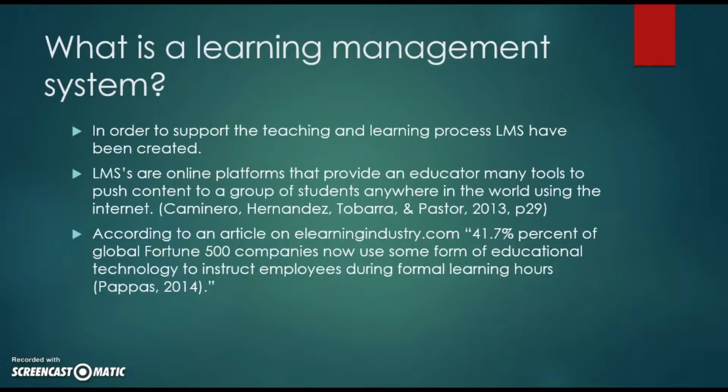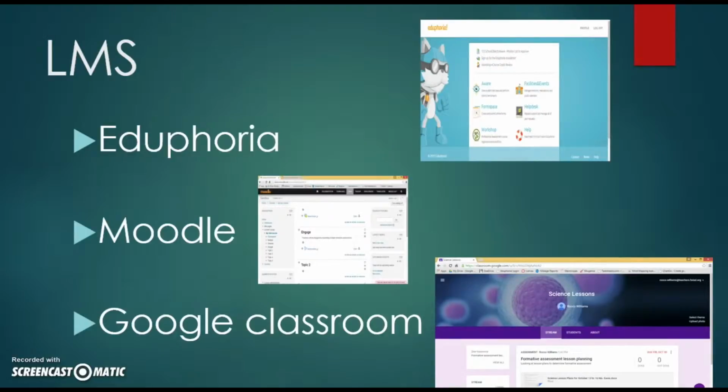According to an article in eLearningIndustry.com, 41.7% of global Fortune 500 companies now use some form of educational technology to instruct employees during formal learning hours. So we're not just seeing it in the educational world, we're also seeing it in the business world. Today we're going to look at three LMSs. We're going to look at Eduphoria, Moodle, and Google Classroom.